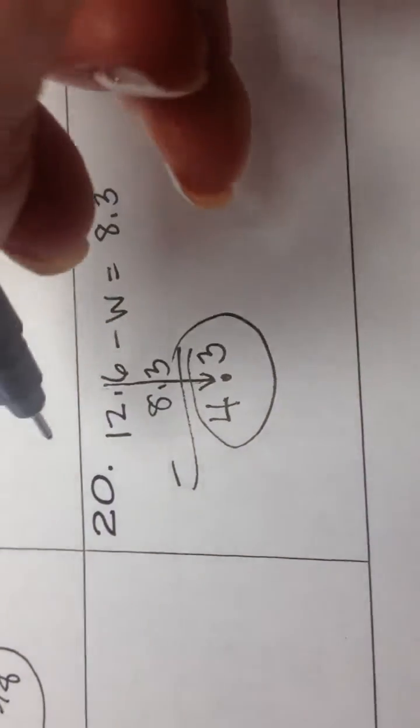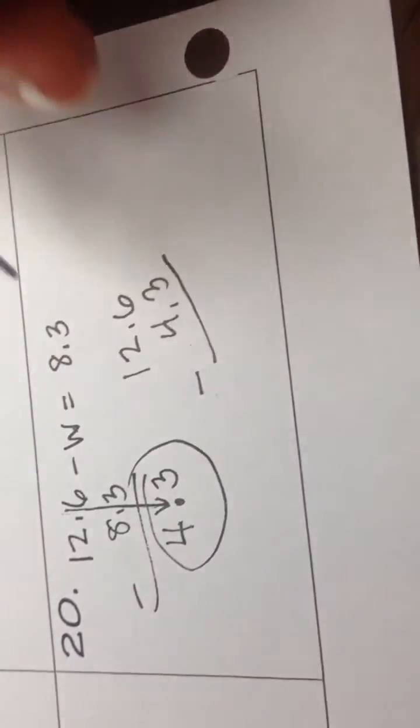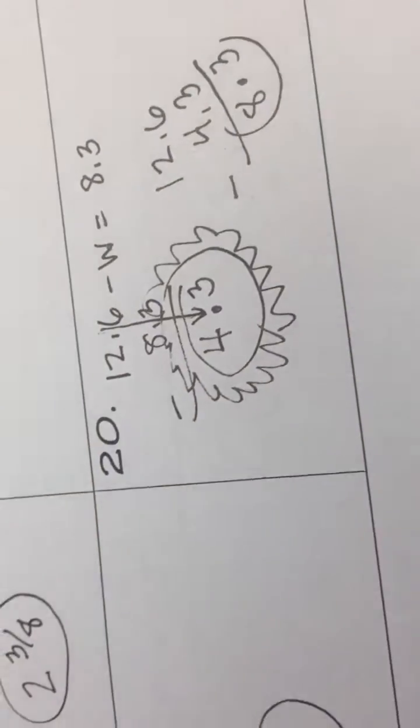4. Bam. Now let's say I don't believe this. So let's just do 12.6, and we just solved for W. We thought W was 4.3, so let's subtract 4.3 and see if we get 8.3. Look at that. We do. So we did it right. So this is our answer.